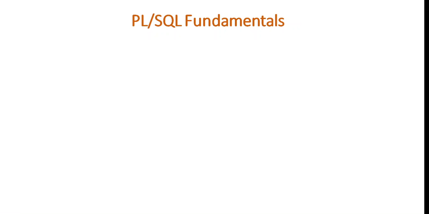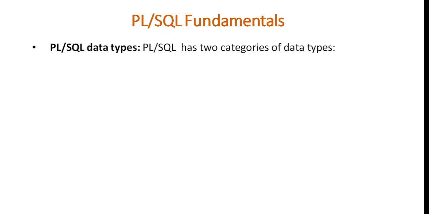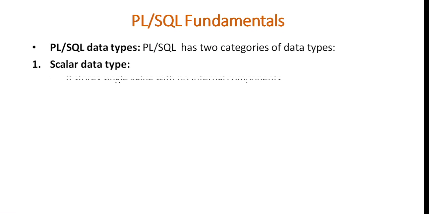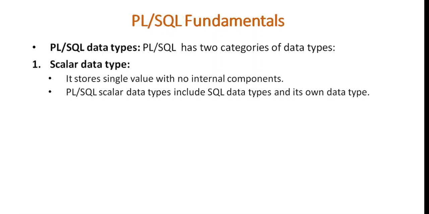So first we'll start with the fundamental building blocks of PLSQL. First is data type. We know that data type indicates the type of value which is held by any variable. So in PLSQL we have two categories of data type. First is scalar data type. As name suggests, the variable which is of scalar data type stores a single value which has no internal components. That is, this type of variable can store only a single value without any internal component.